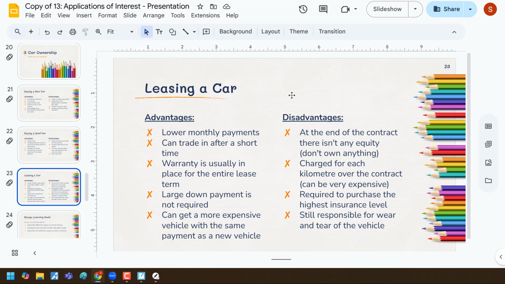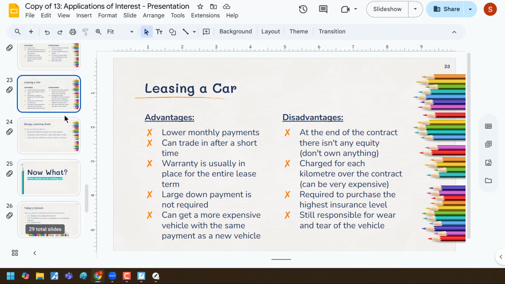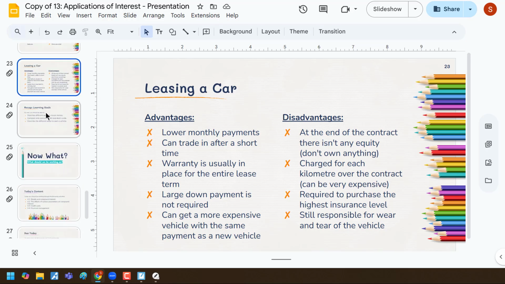So there's some advantages to leasing a car, listed here. But that's what leasing a car is. Essentially, you're renting a car.